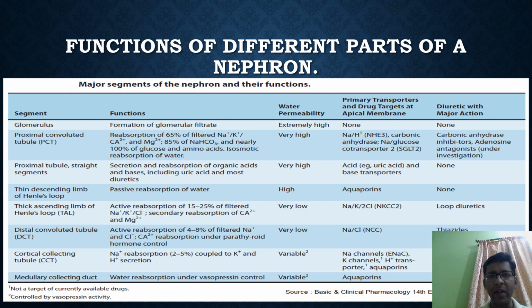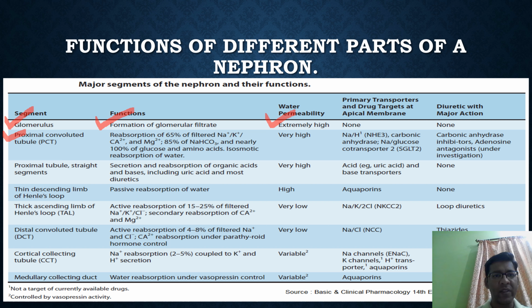This is the function of different parts of the nephron. Broadly, the first part is the glomerulus, the loop of blood vessels. The formation of glomerular filtrate is its function, and water permeability here is extremely high. In the proximal convoluted tubule, the function is reabsorption of 65% of filtered sodium, potassium, calcium. The percentage need not be remembered at all, but what solutes and water are secreted or absorbed, and where, that is the most important.